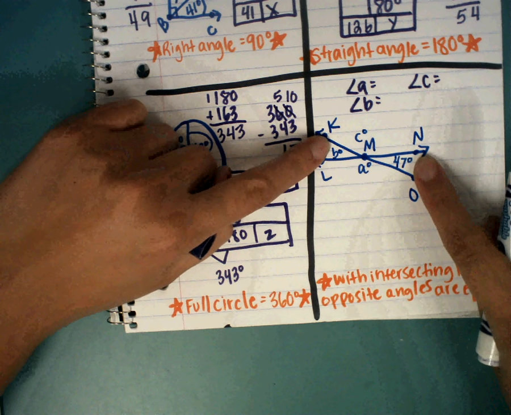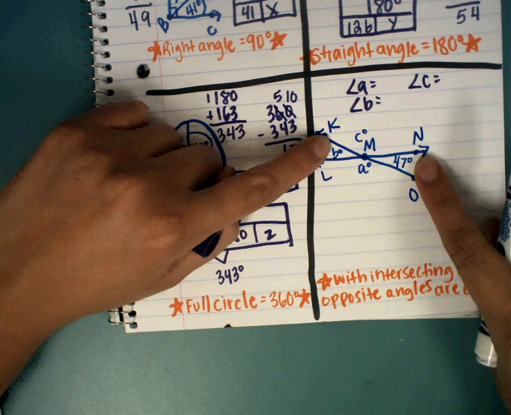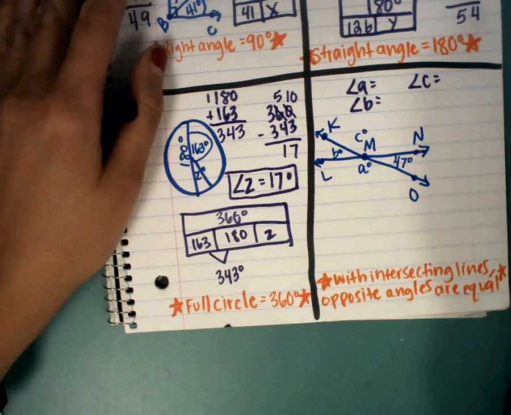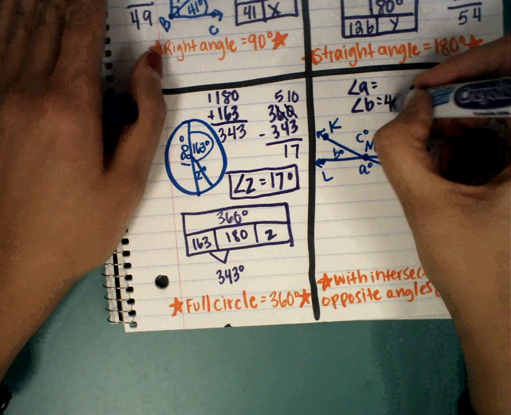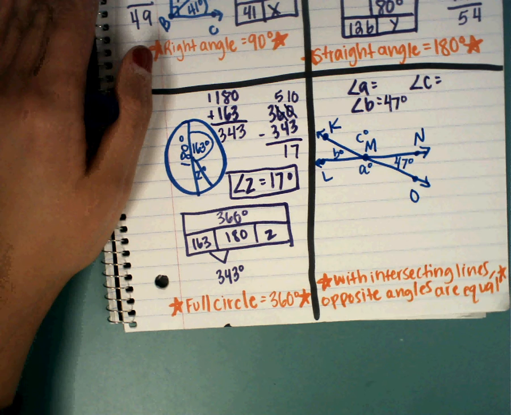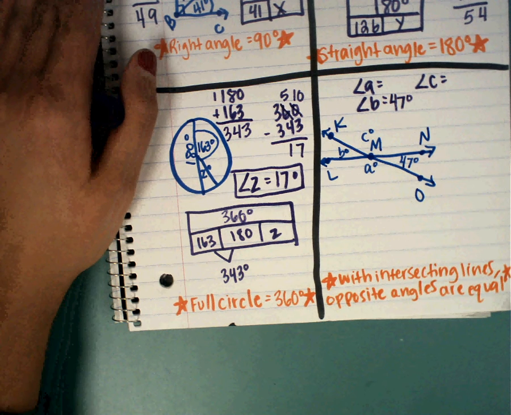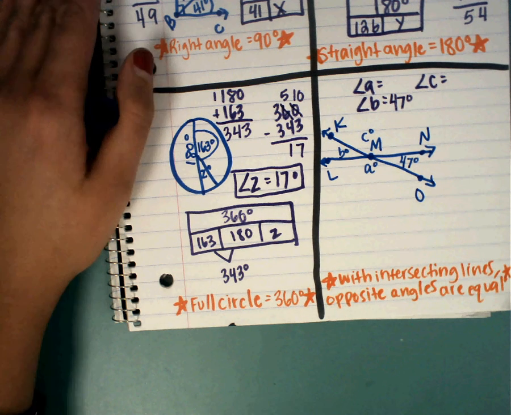So I'm looking for angle A, angle B, and angle C, right? Well, I can tell automatically that angle B is going to be 47 degrees. Do you see how these are opposite angles? No matter what, these will always be equal. All right, so B is going to be equal to 47 degrees.